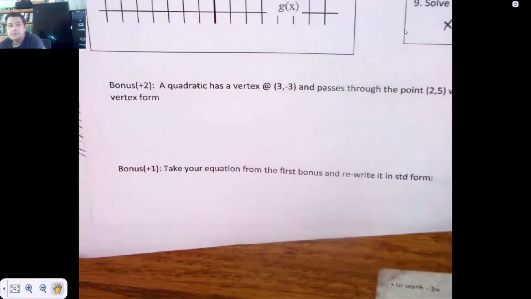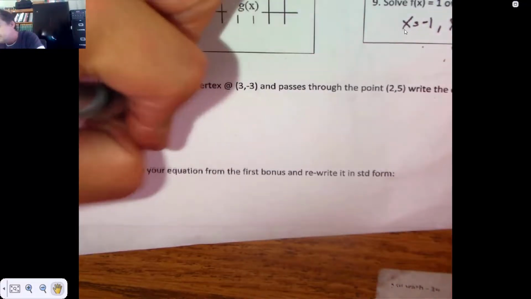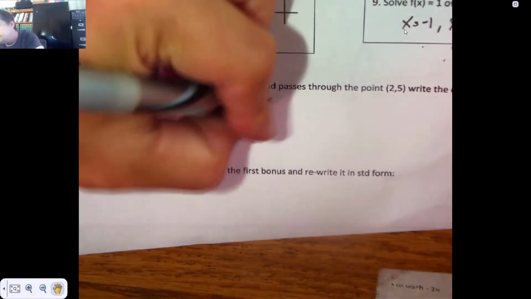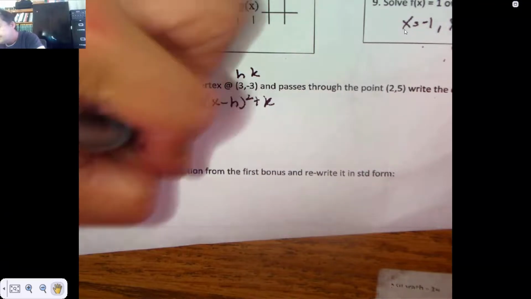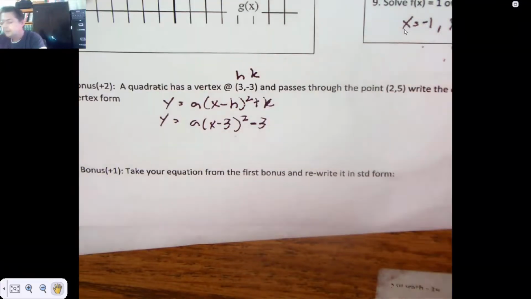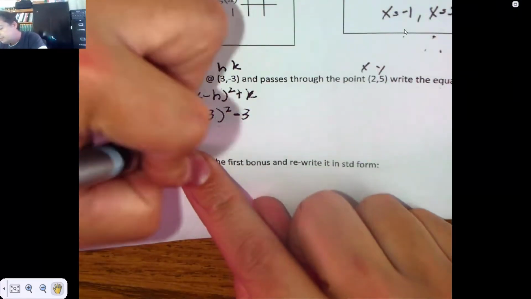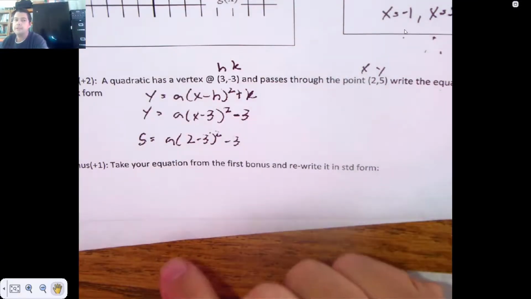Last up's the bonus questions. Quadratic has a vertex at 3, negative 3, and passes through the point 2, 5. Write it in vertex form. So the vertex form is a times x minus h all squared plus k. Plug in. Here's h, here's k. Y is a times x minus 3 squared minus 3. Here's some more stuff to plug in. There's x, there's y. 5 is a times 2 minus 3 squared minus 3. That'll let me figure out what a is.